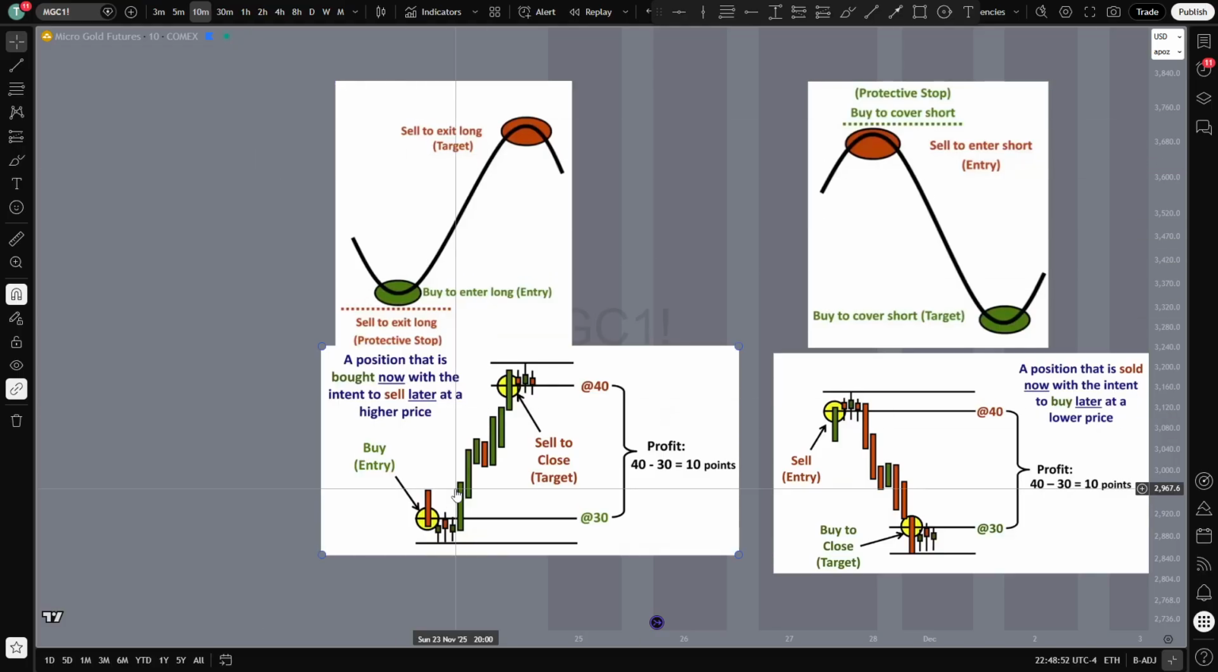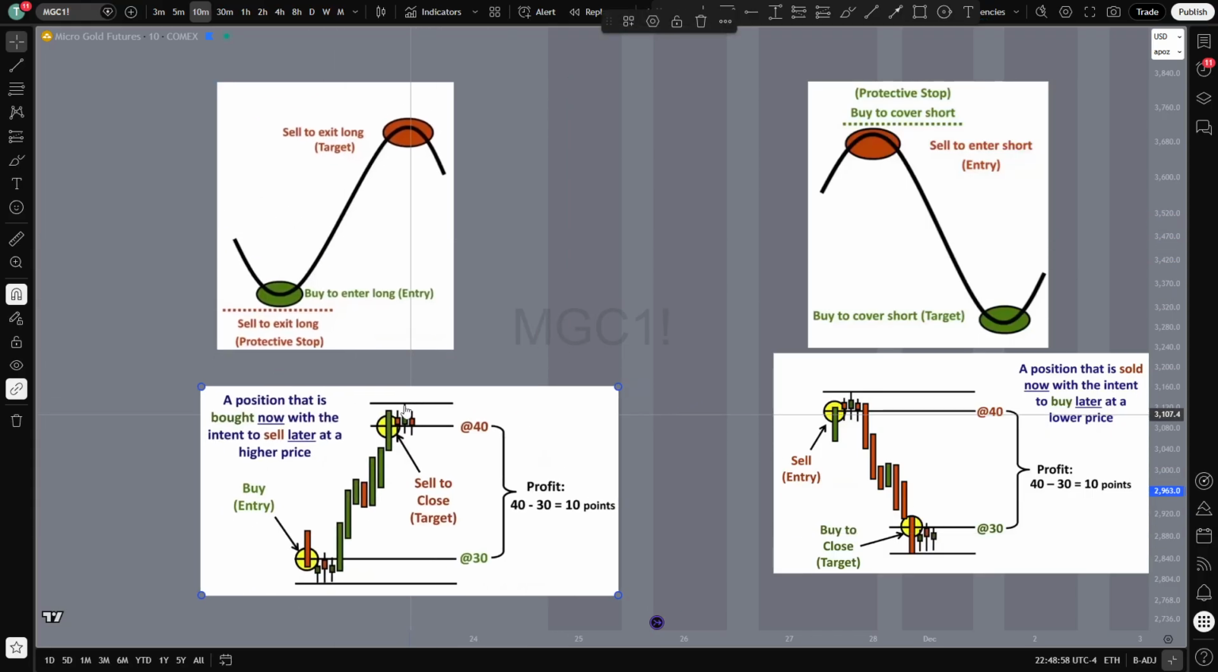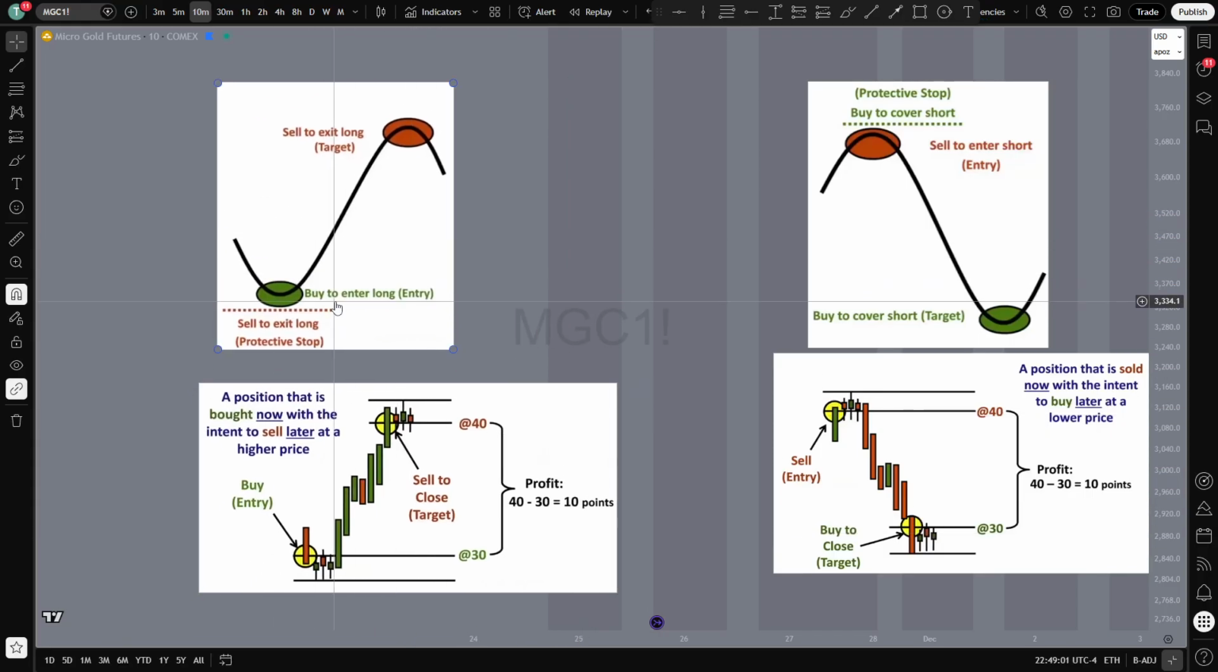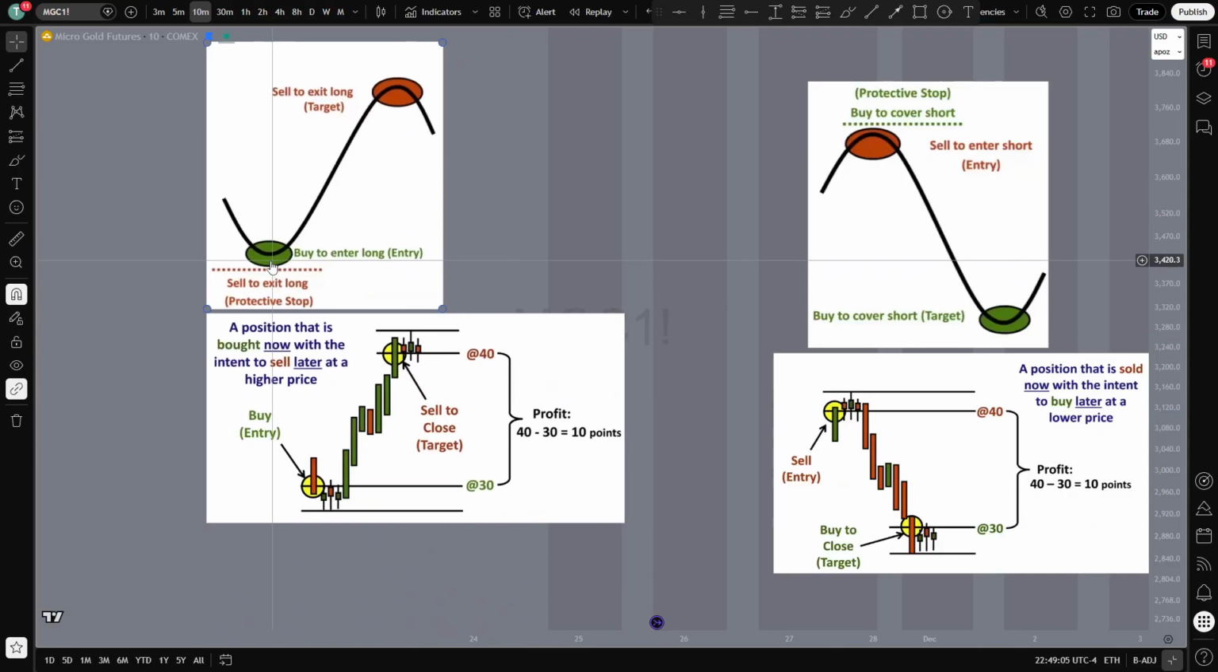So, what do we have here, guys? This is for the long terminology. What does long mean? For example, a person says, "Oh, I'm getting into longs on gold." It means that they are buying. They have a position that is bought now with the intent to sell later at a higher price. So they're buying here, expecting to sell at a higher price. That's quick terminology: I'm buying in, I'm getting into longs. Simple, right?